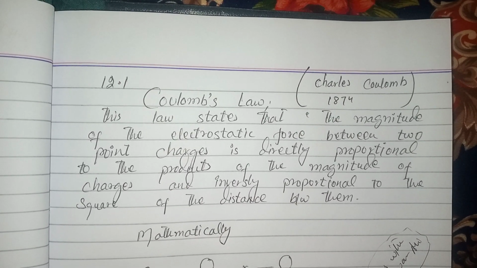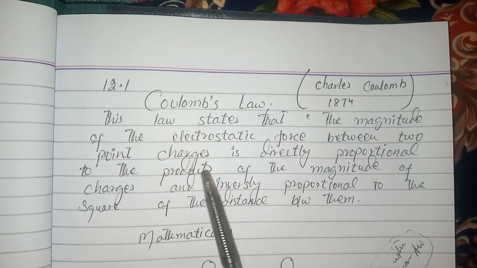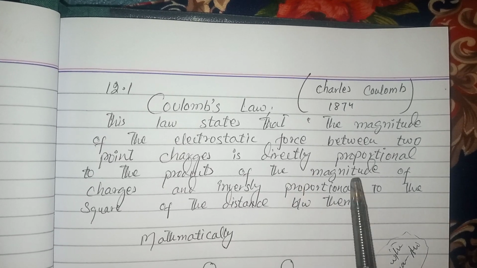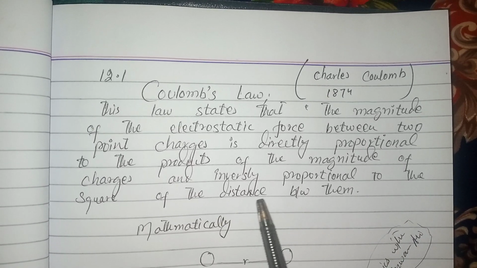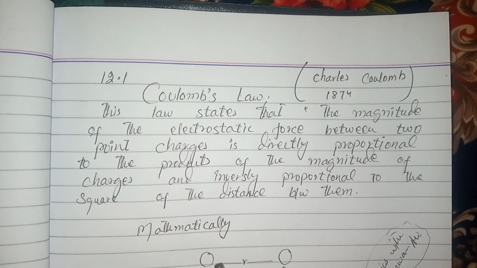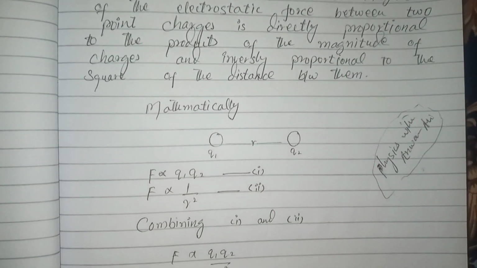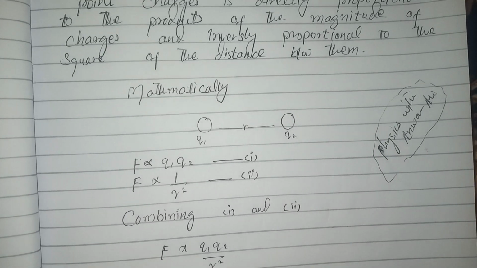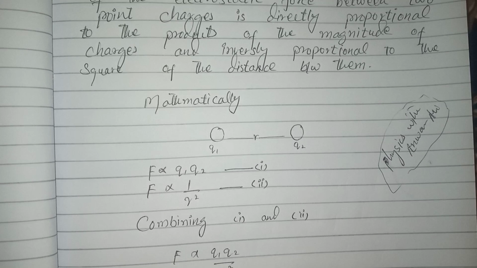This law states that the magnitude of an electrostatic force between two point charges is directly proportional to the product of the magnitude of the charges and inversely proportional to the square of the distance between them. So if you are talking about the mathematical form of Coulomb's law, I have derived the mathematical form of Coulomb's law for you, and I hope it will be helpful for you people.